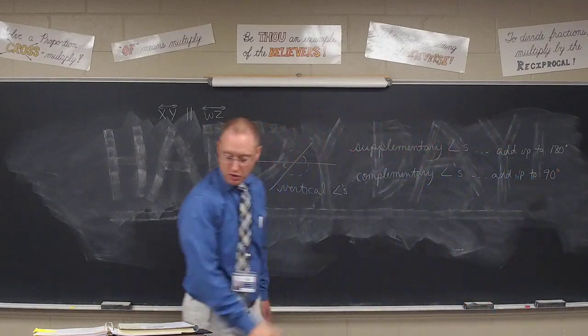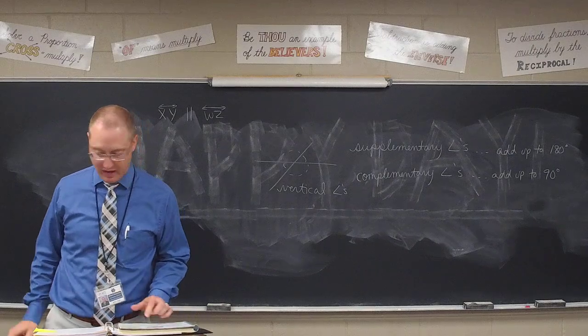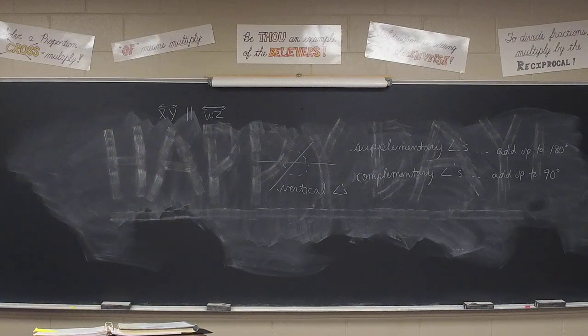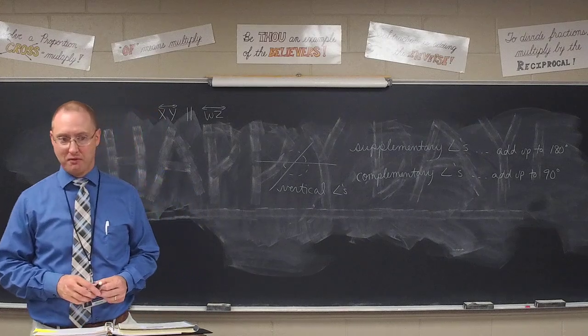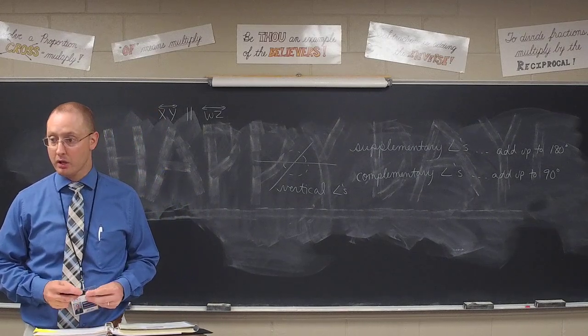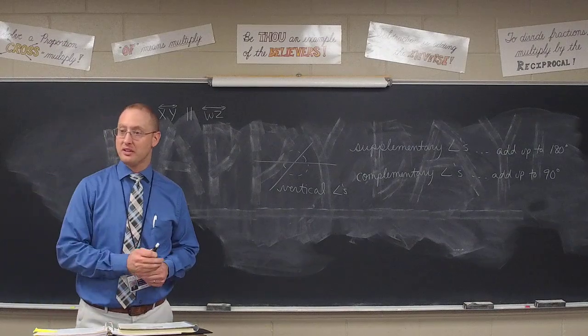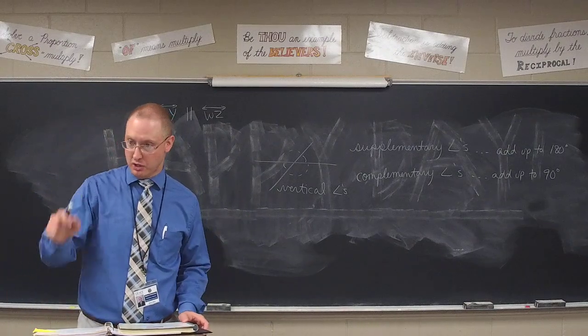Okay, so looking at number 11, it says what's the complement of angle M if angle M is 65 degrees? Michael? 25 degrees. How'd you get that? I subtracted 65 from 90. Good. 90 minus 65.